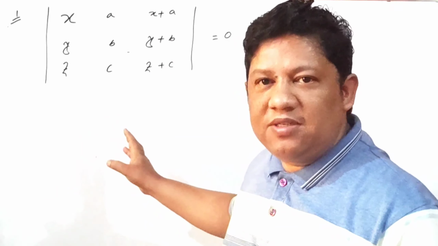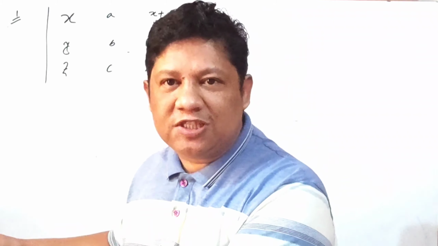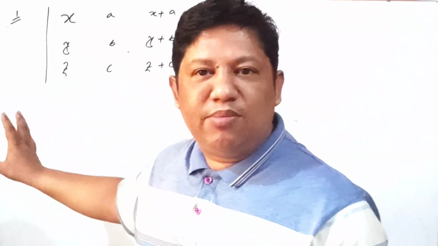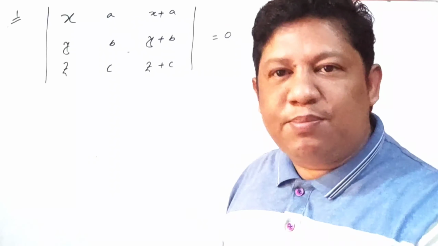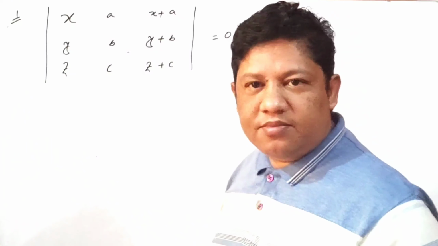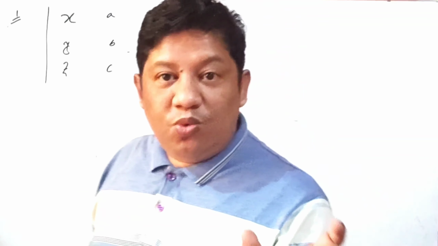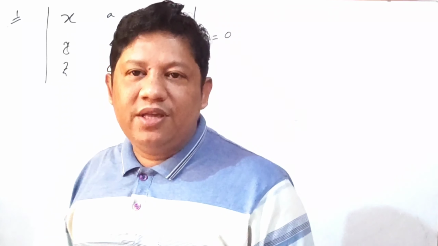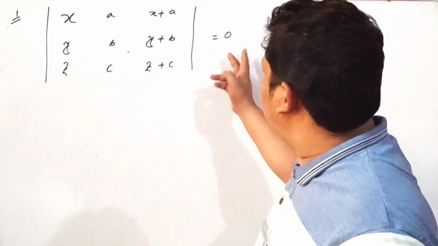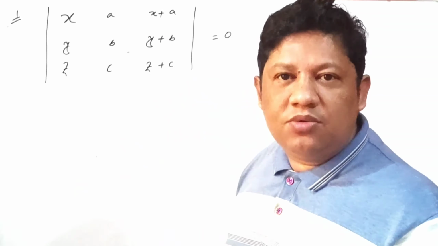You have to prove this with the help of properties of determinants without expanding. You cannot expand this type of question. That means the determinant cannot be expanded. Without expanding the determinant, you have to prove that this value equals 0. So my students, when you solve these types of questions, you have to watch the right side carefully. The right side is given as 0.